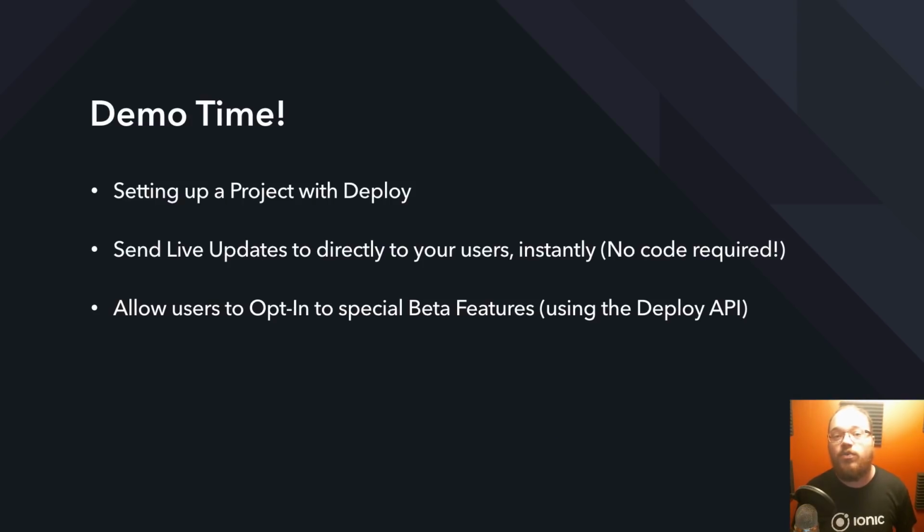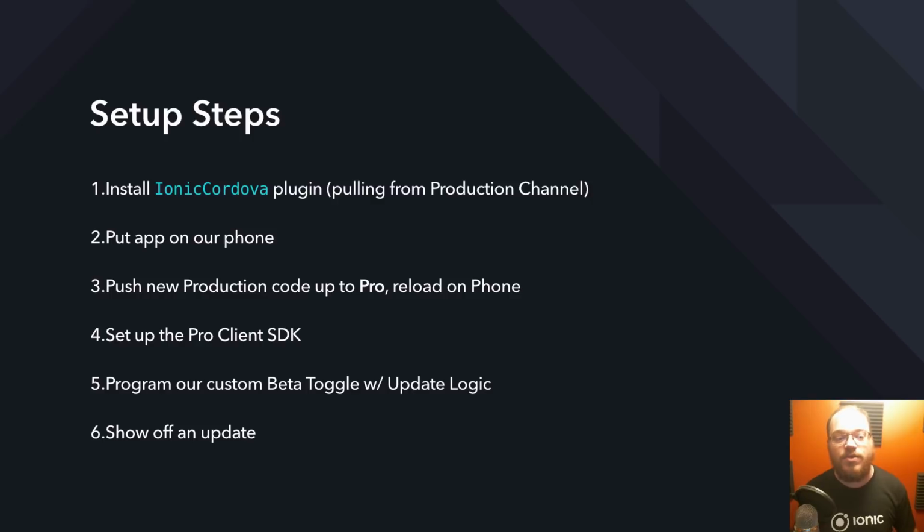So today I wanted to walk you through a demo on how to use Ionic Deploy. We're going to set up a new project with Deploy, then we're going to send some live updates directly to your users instantly with the Cordova plugin, no code required. And then after that, with some custom code, we're actually going to allow our users to opt into a special beta channel that gives them access to only things that you want to get out to early access users.